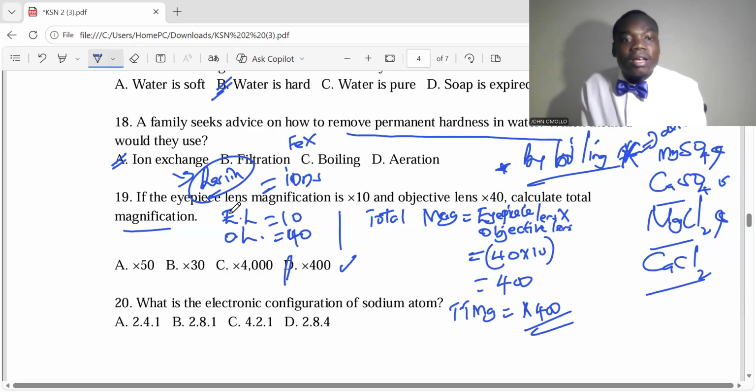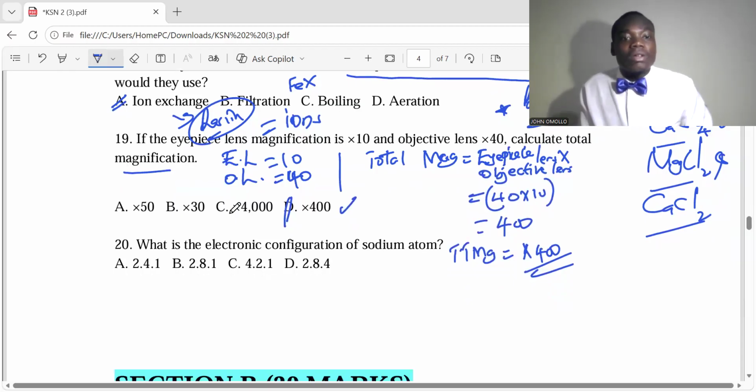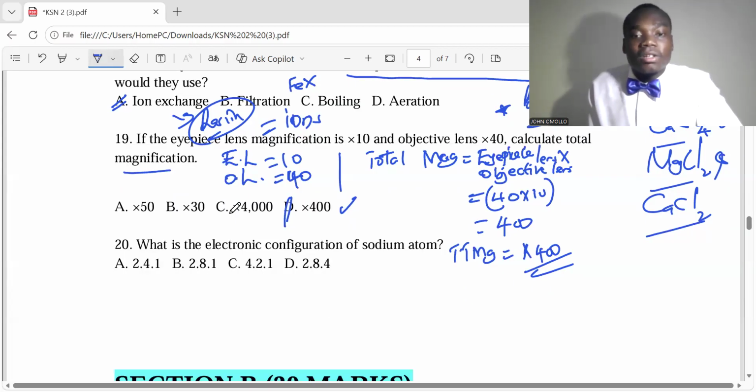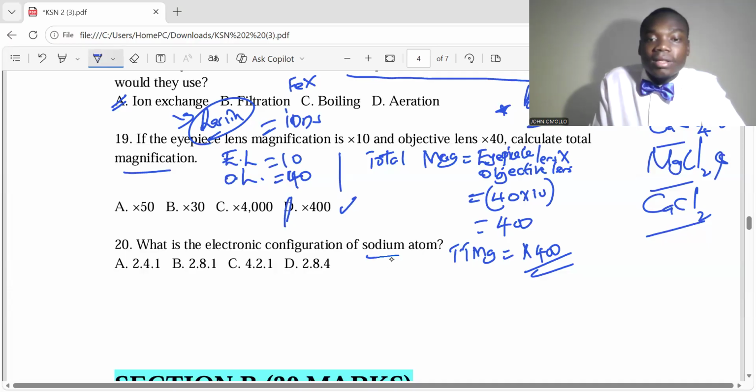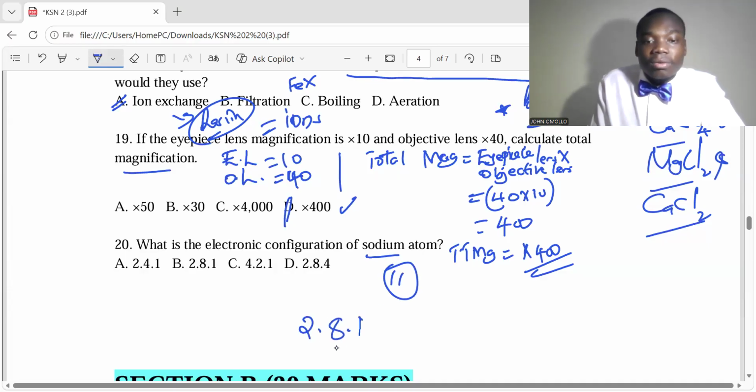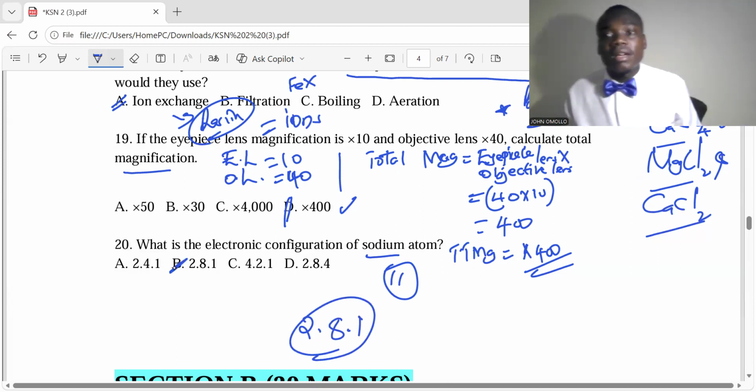Number 20, which is the last question under section A. What is the electronic configuration of a sodium atom? Sodium atom is number 11 in the periodic table. The electron configuration is 2, 8, 1. So that is it. Choice B. That marks the end of section A.